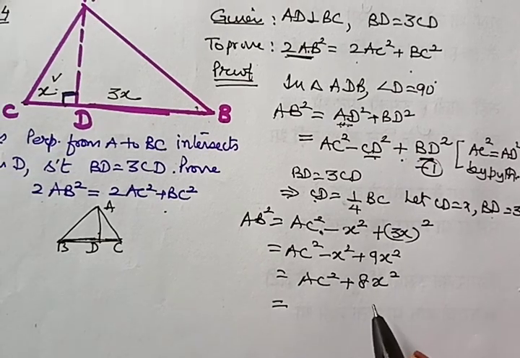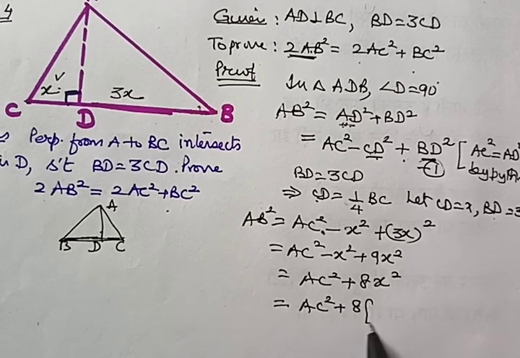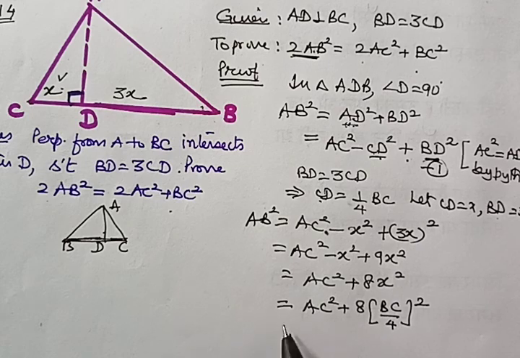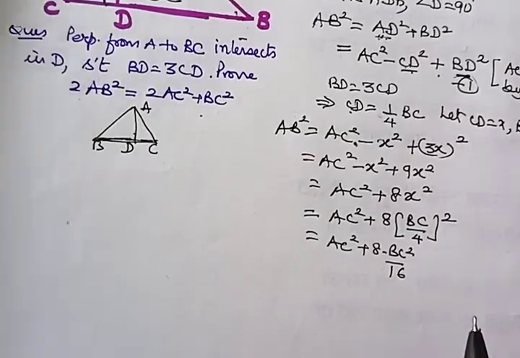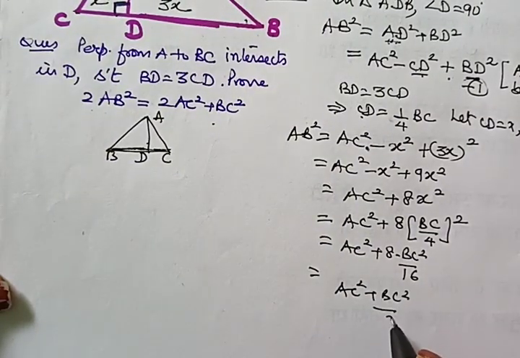Now X is something which I have let myself in the sum. It is not given in the question, so I must eliminate it. So I get AC square plus 8 times, value of X is what? BC by 4. So I just put a square here. This gives me AC square plus 8 into BC square by 16. And on cancellation, it gives me AC square plus BC square by 2.